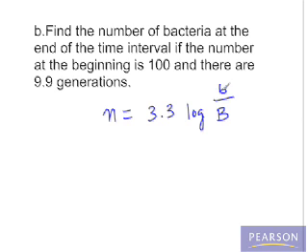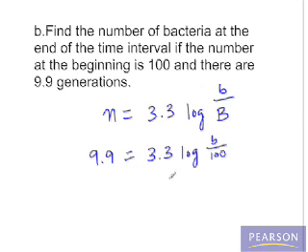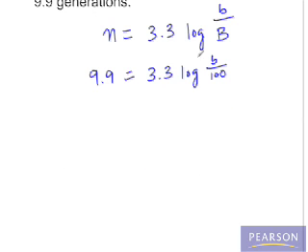So that's lowercase b. We're looking for lowercase b when capital B is 100 and n is 9.9. So we have 9.9 equals 3.3 times the log of little b over capital B, which is 100. So we're solving this for lowercase b. We'll divide both sides by 3.3, giving us 3 equals log of lowercase b over 100.